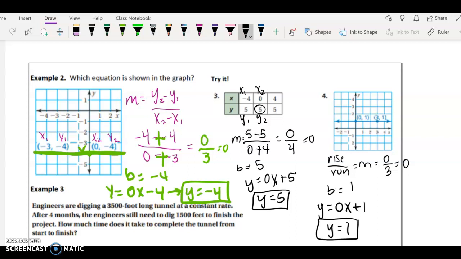So anytime we have a horizontal line, you'll notice that our coefficient and our variable disappear. So we don't have anything with an x. Our slope, we don't have one. So we just have y equals our y-intercept.